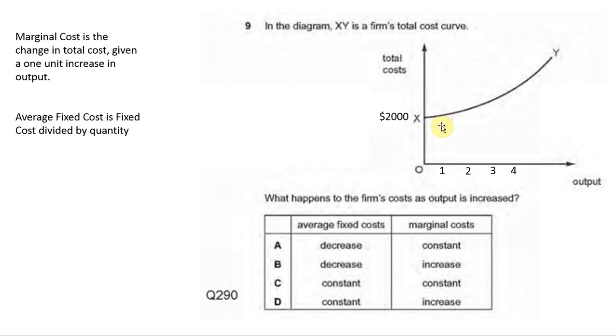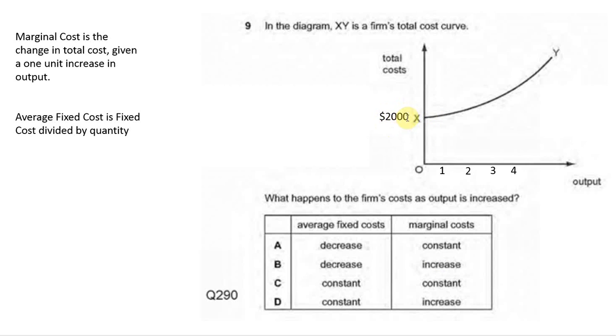So if we look at the output from 1 to 2, we can see that the total cost has increased given a 1 unit increase in output, and from 2 to 3 and so on. So as we look at this, as we increase output, we can see that the marginal cost is increasing here for that reason. And then here, average cost is just the fixed cost, this 2,000, divided by quantity.